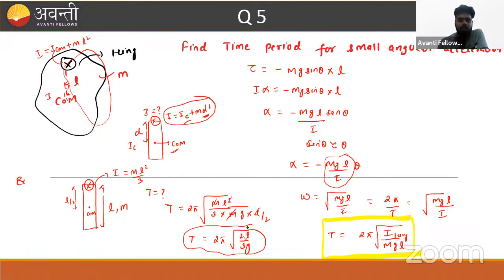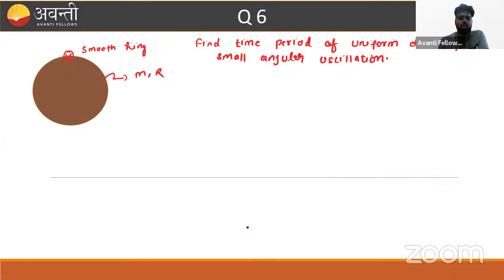Okay, so let's move on. If you understand this concept, a question is asked on the same concept. Tell me the correct answer. I am waiting for your result. Here it is given: find the time period of a uniform disk for small angular oscillation. Come on, guys. What is the correct answer?